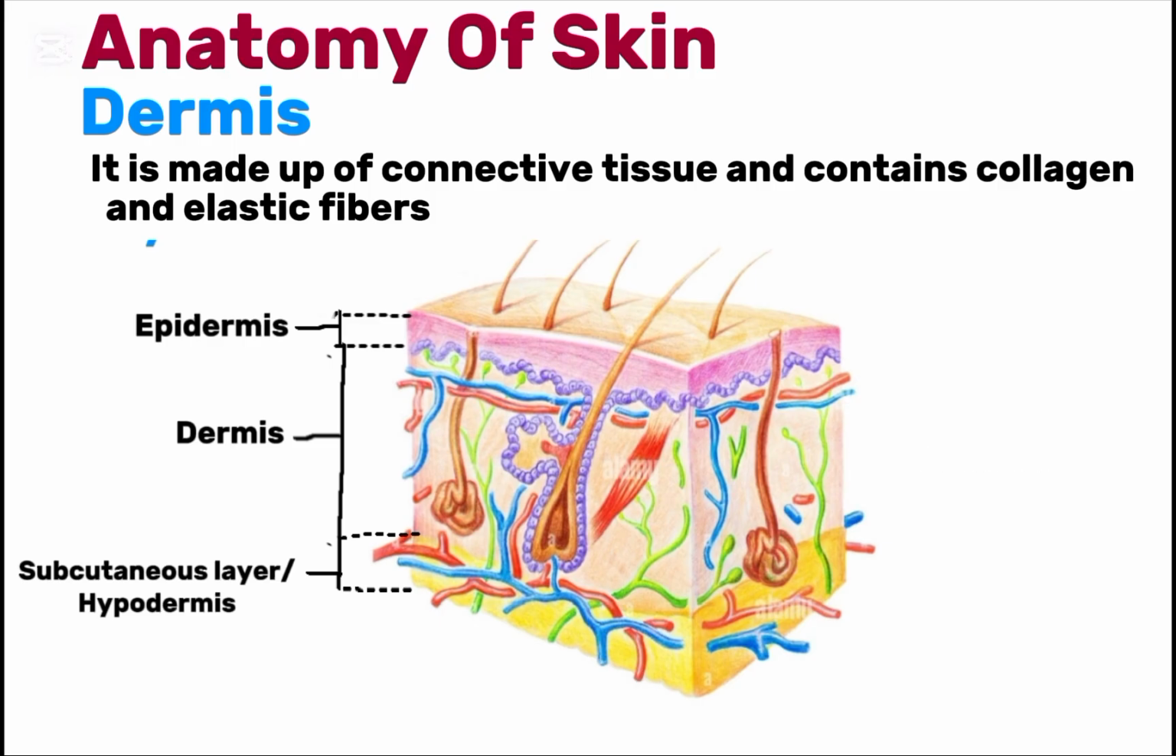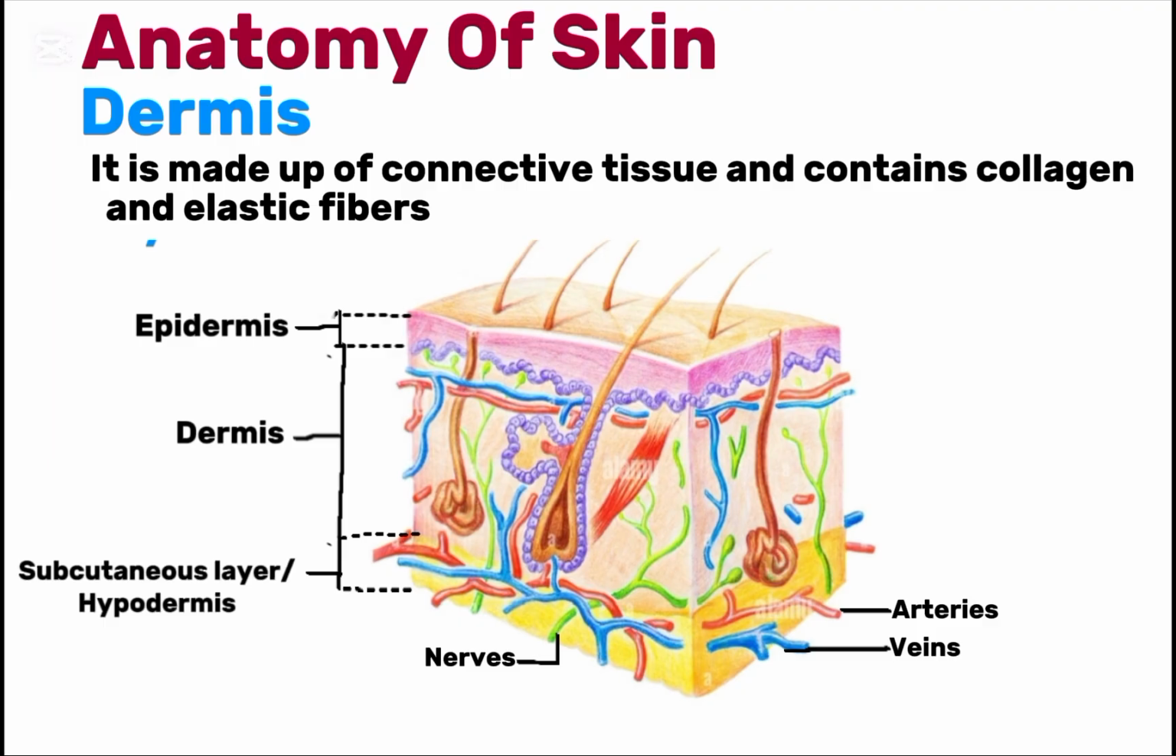Structures that are found in the dermis are blood vessels, which include arteries and veins. Various nerve endings or sensory receptors are present that are sensitive to touch, pain, temperature, and pressure. These sensory receptors or nerve endings include Meissner's corpuscles that are sensitive to light pressure, Pacinian corpuscles that are sensitive to deep pressure, and there are also various free nerve endings that are sensitive to pain.